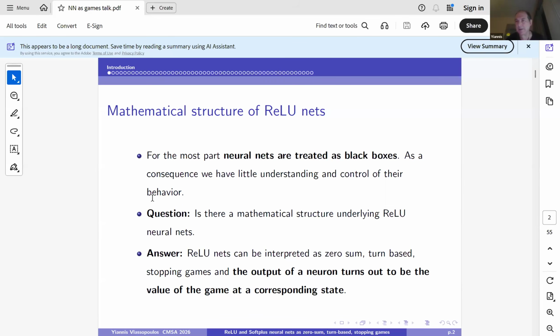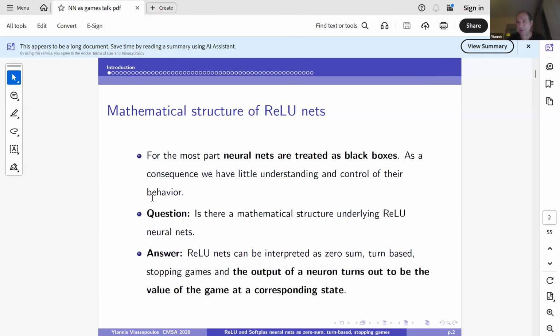So we tried to do this for ReLU neural networks. What we came up with is that you can interpret ReLU neural networks as a kind of game. In particular, a zero-sum turn-based stopping game, an optimal stopping game. And then you can show that the output of every neuron is actually the value of the game at the corresponding state of the game. So that buys you some stuff.